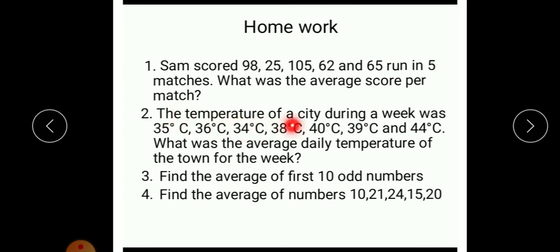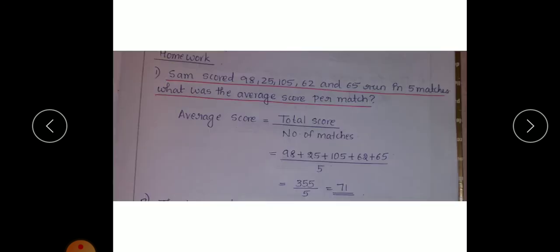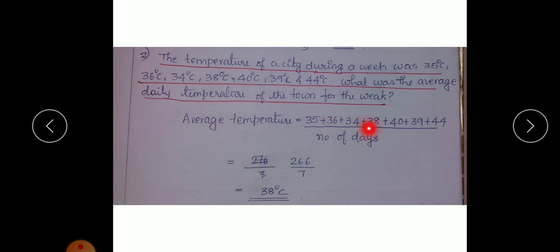The temperature of a city during a week was 35 degree, 36 degree, 34 degree, 38 degree, 40 degree, 39 degree and 44 degree Celsius. What was the average daily temperature of the town for the week? So you have to find the average daily temperature. How can we find? Add these temperatures, divided by 7 gives the answer. See, here it is the method. 266 by 7, that is 38 degrees Celsius is the average temperature of the town for the week.